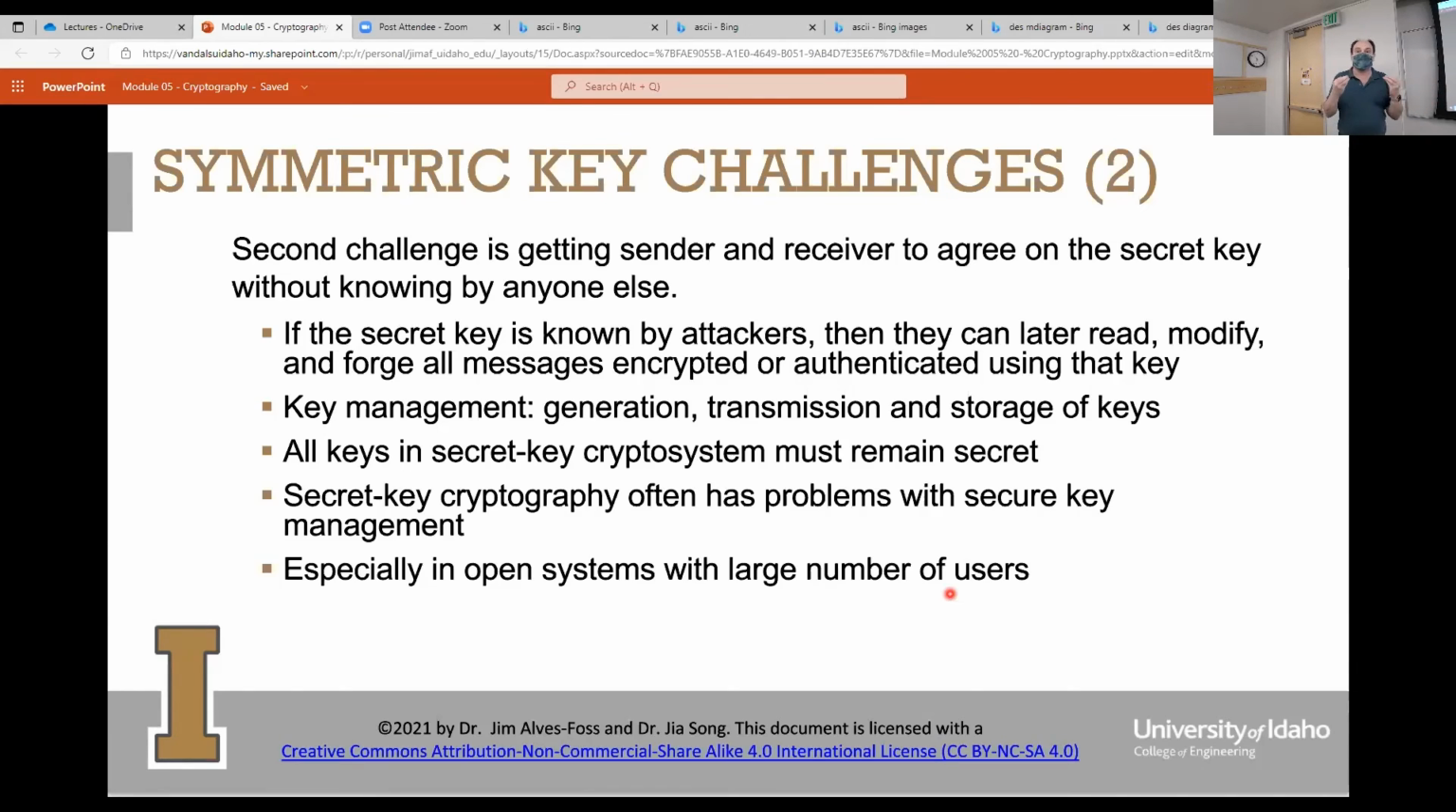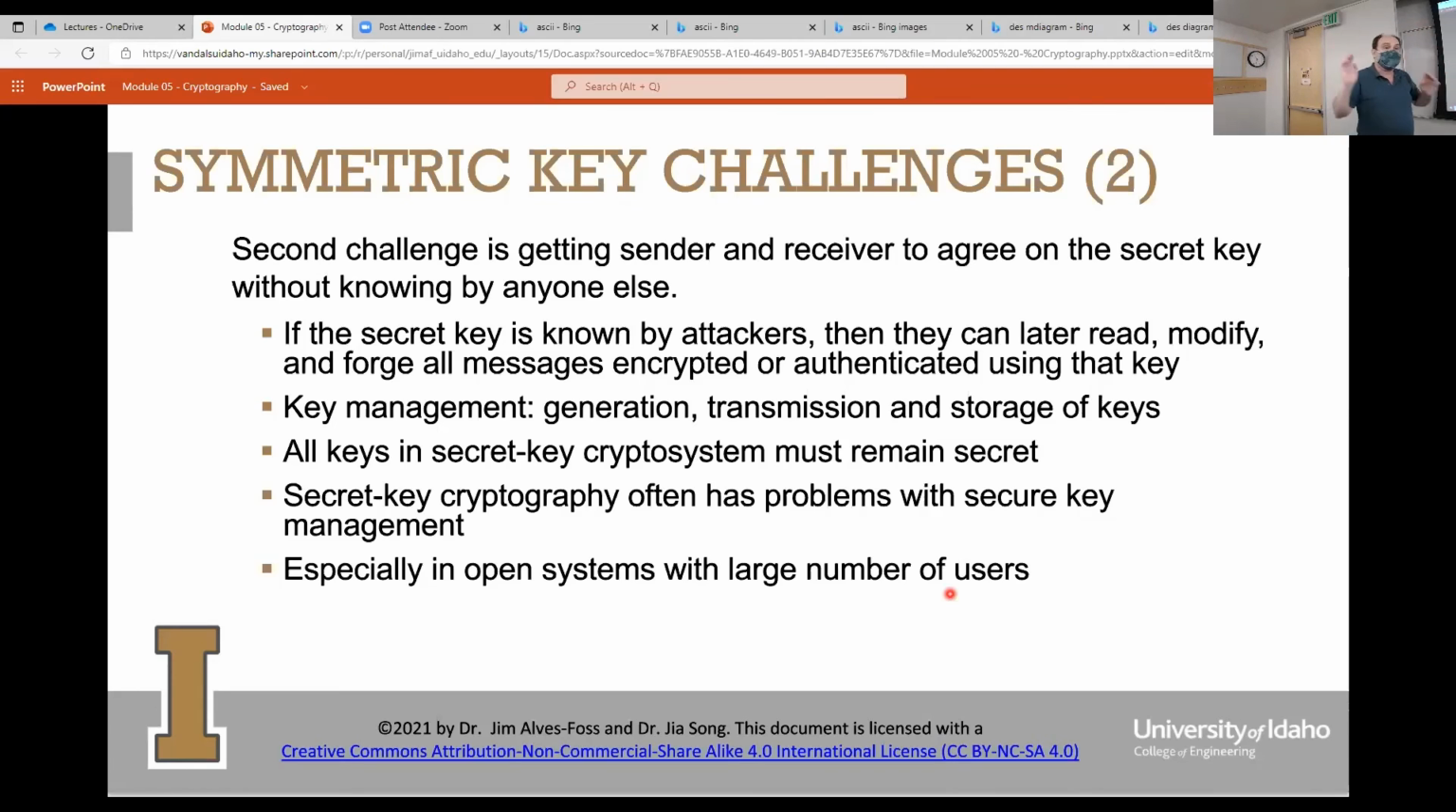So key management is a really important thing. If somebody gets your keys, you lose. All keys in a secret key crypto system must remain secret. Secret key or symmetric key cryptography often has problems with secure key management, especially in open systems with large numbers of users. The other problem is, what if I wanted to communicate with everybody in this class, but just this class, securely?